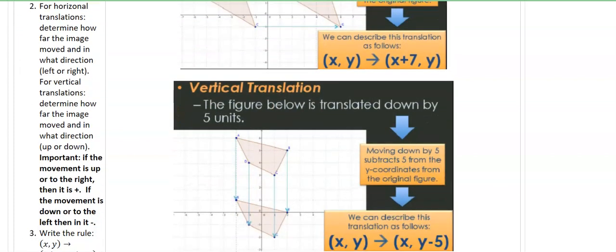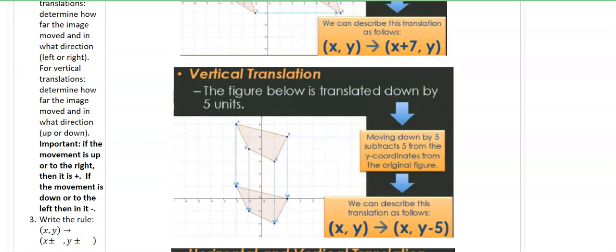But if there is just a vertical translation, you can see from our pre-image to our image, the figure is being translated by 5 units, and we're going down. And now since this is a vertical translation, up or down, since we're going down, that corresponds with a -5. So that's why you can see x, y, that's our pre-image. X stays the same, but y is moving 5 units down.